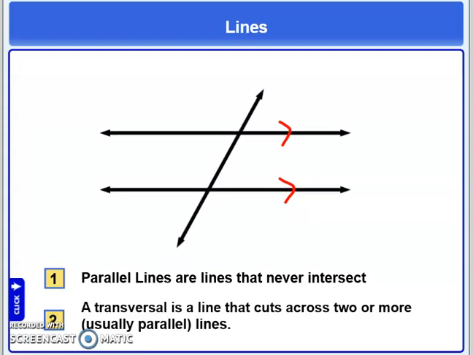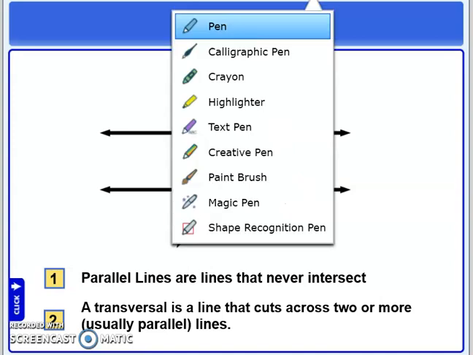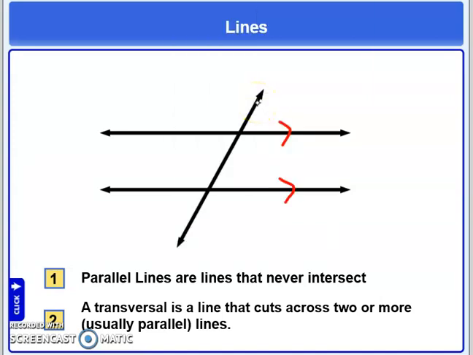Well, when we have a set of parallel lines like we have here, what we call a transversal is a line that cuts across two or more, usually, parallel lines. And for our intents and purposes, we're going to be talking about how they interact with parallel lines. So this right here is our transversal. Okay, a transversal, again, is a line that cuts across two or more lines. And in our case, these are going to be going across parallel lines.